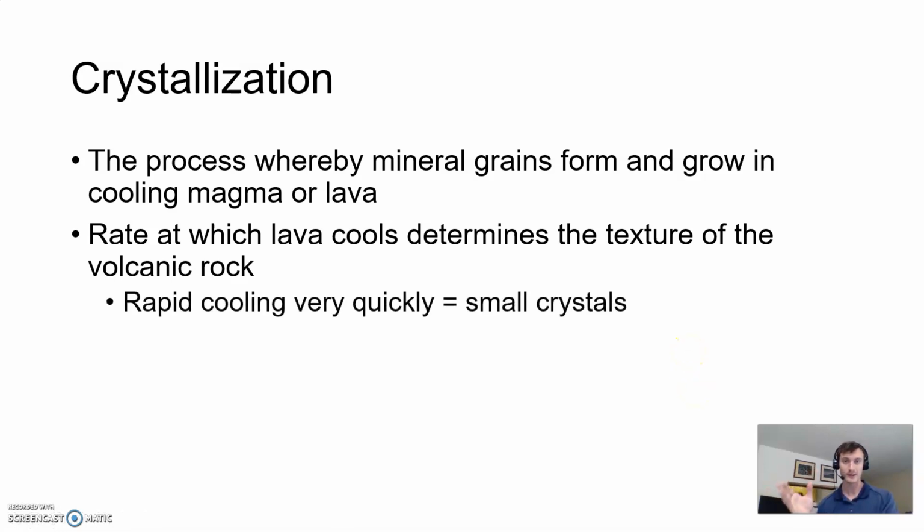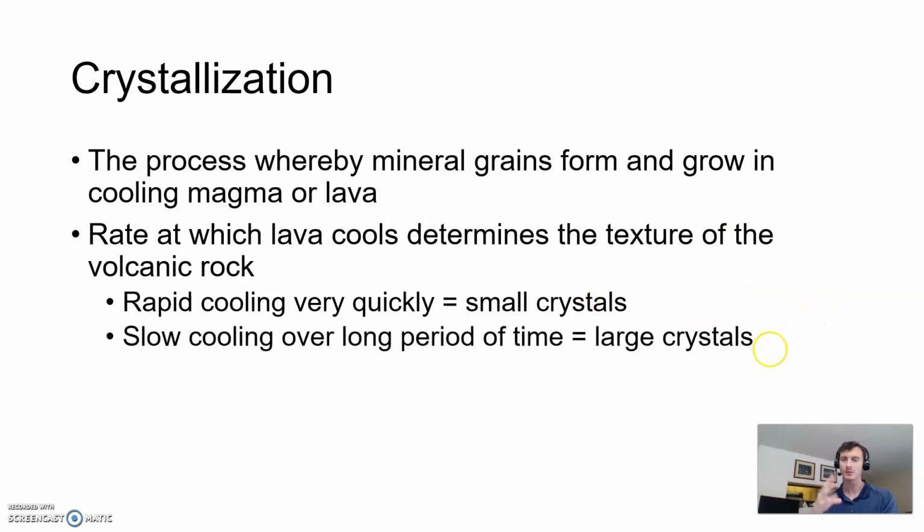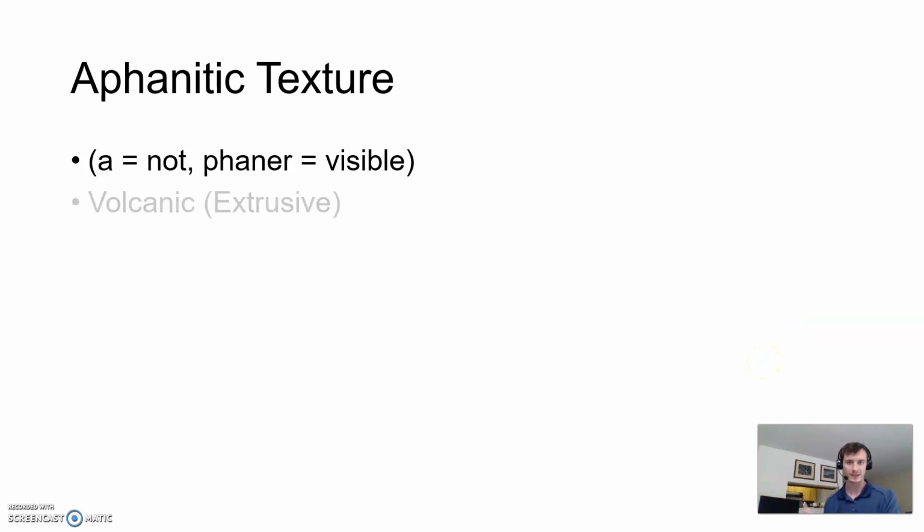It can either cool very, very quickly, and we can get small crystals, or in some cases no crystals at all, or it can cool very slowly, in which case we are going to get a lot of time for the crystals to grow and grow and get really, really big. First, we're going to talk about the ones which cool somewhat quickly and which don't have visible mineral grains in them. We have this word here, aphanitic. So it means you cannot see a not visible texture. You can't see the mineral grains in this one.